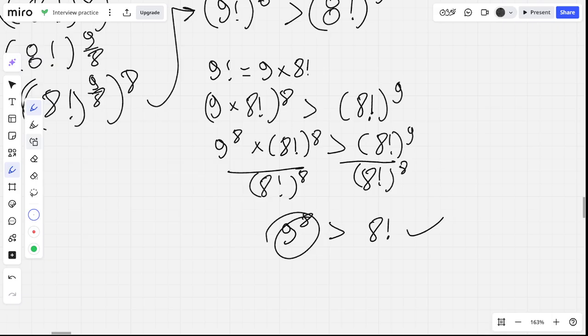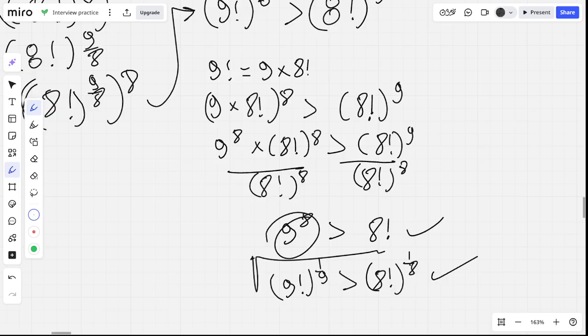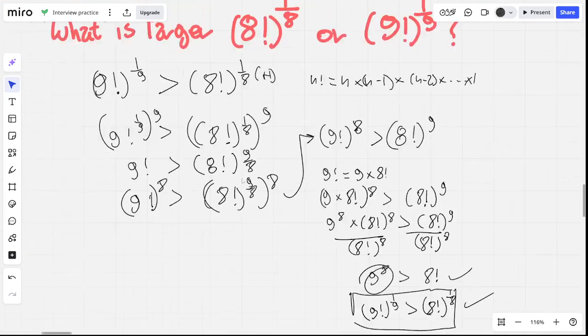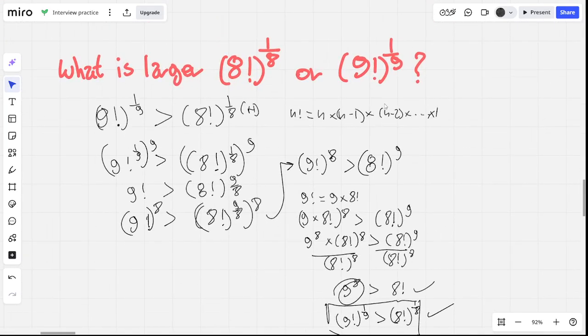Therefore, I can say confidently that 9 factorial to the power of 1 over 9 is larger than 8 factorial to the power of 1 over 8. So my hypothesis is true, therefore this statement is correct.